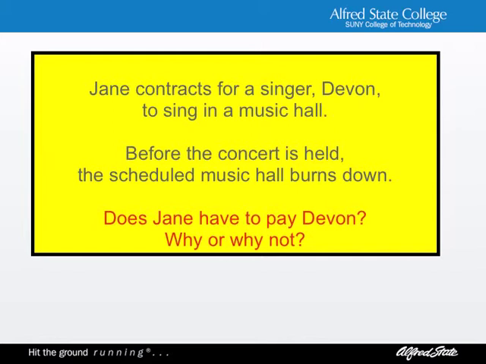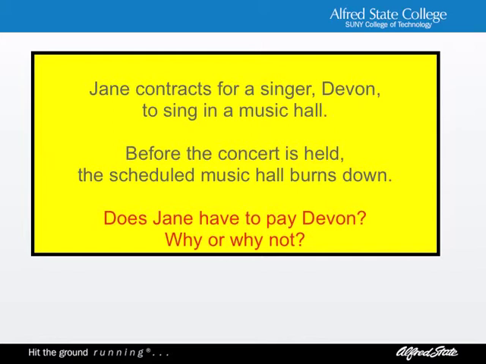In the first example, Jane contracts for a singer, Devon, to sing in a music hall. Before the concert is held, the scheduled music hall burns down. Does Jane still have to pay Devon? Why or why not? The answer is no. There's impossibility of performance because the subject matter of that contract, which involves singing at a music hall, the music hall is no longer there. It would probably take years to rebuild an entire music hall.